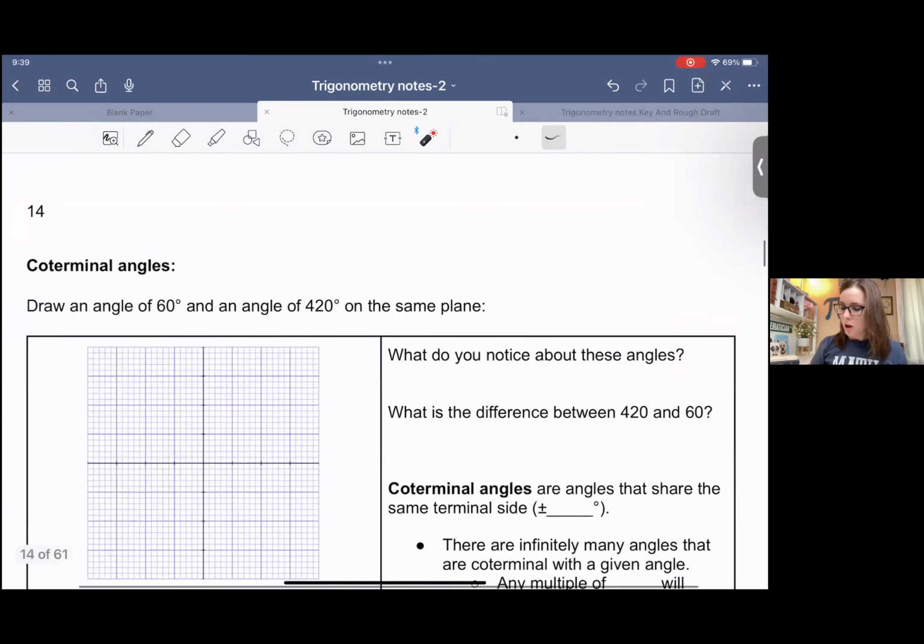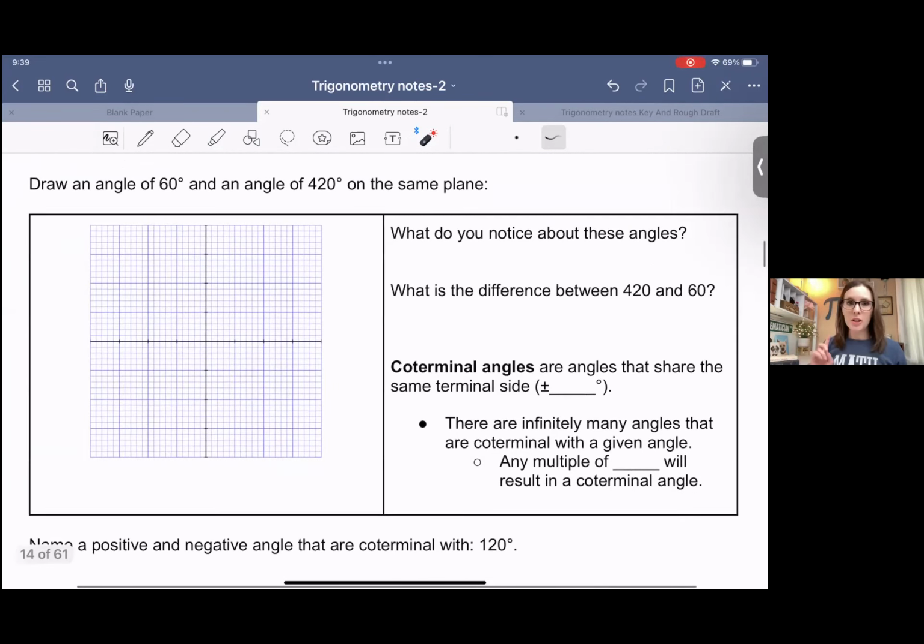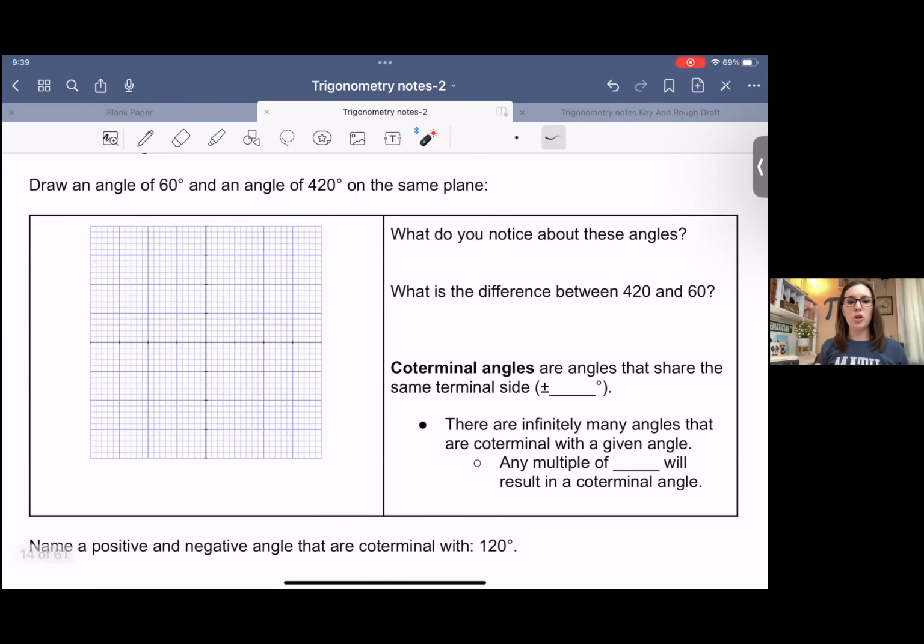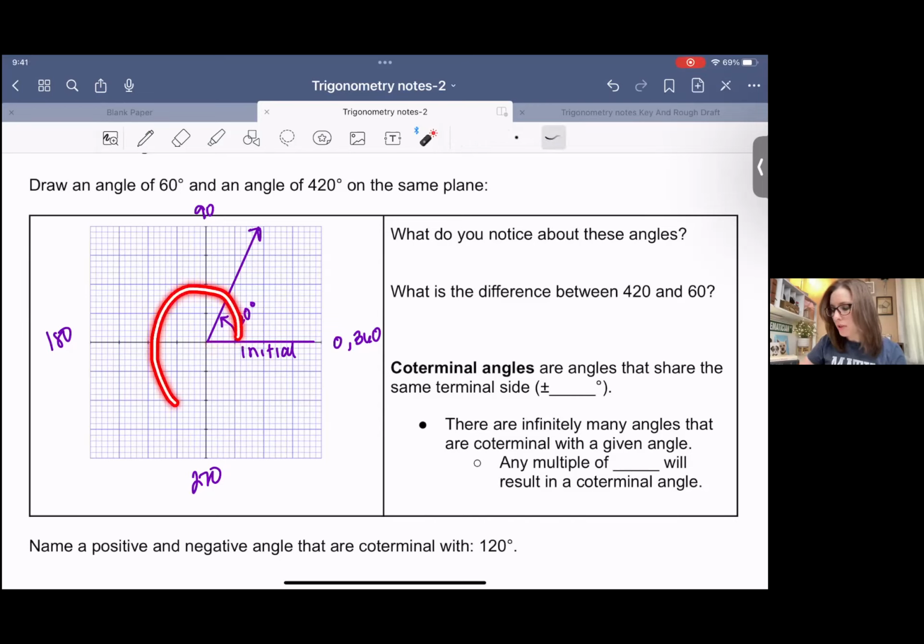Coterminal angles. We're going to draw an angle of 60 degrees and an angle of 420 degrees on the same plane. I want you to pause it, try it, come back and check your work. So at this point, I've just drawn the 60-degree angle. Now, if I were to do a 420-degree angle, that would be starting here, initial side. I would have to go around 360. And then how many more? 60 more. So basically, I end up with the same terminal side.